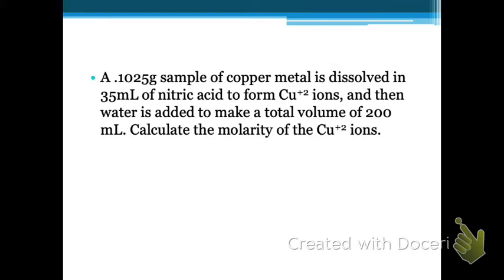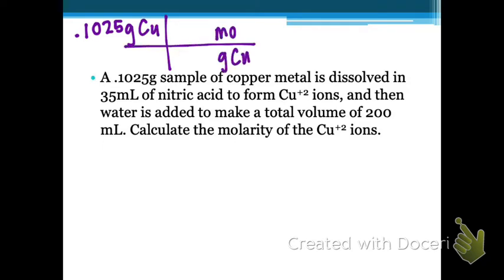All right, so we've got a couple of different things we have to consider here. The first thing that we want to do is we know we're going to have to get this grams to moles at some point, right? There's no way that we can solve it with grams. So let's just go ahead and convert that grams to moles. So we're going to take 0.1025 grams of just copper, and we're going to convert that copper into moles.